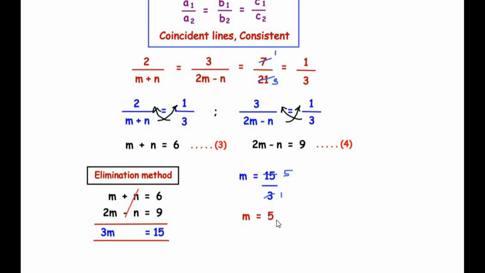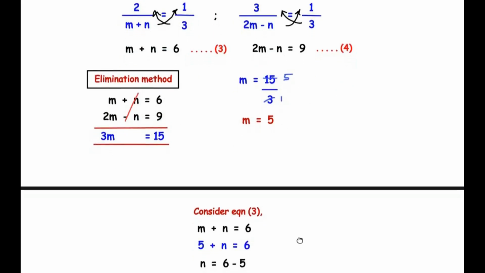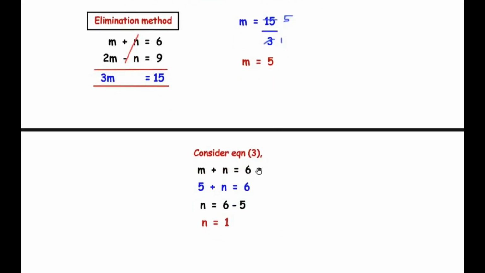Now once we have got the value of m, let us find out the value of n, and for that we are going to consider the equation 3. So let us write here, consider equation 3, that is m plus n is equal to 6. Now the value of m we got here is 5. So 5 plus n is equal to 6. Now taking 5 on the other side of equal to sign, we get the value of n as 6 minus 5, or n is equal to 1. So these are the values of m and n, that is 5 and 1.